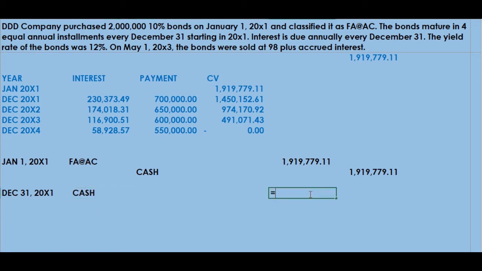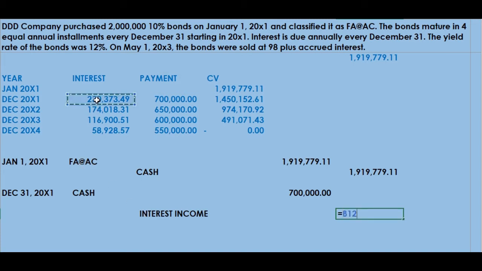Kasi makakolekta tayo ngayon ng cash na 700,000. Okay. Mag-recognize tayo ngayon dito ng credit to interest income. Ang interest income natin dito ay ito. Tapos yung balancing figure natin, yan ay papasok na sa financial asset at amortized cost. It's going to be ito minus yun.